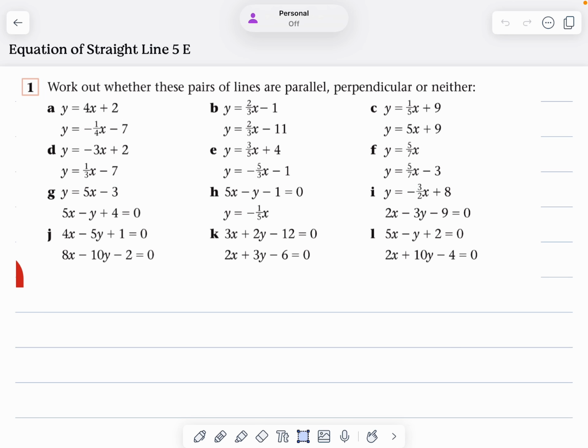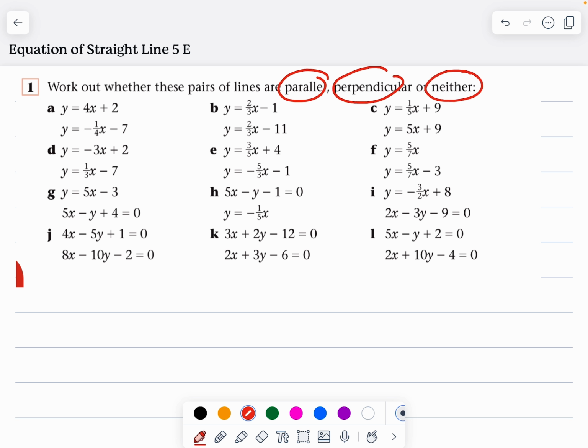Welcome. This is another video based upon equation of a straight line, but here we are going to deal with parallel lines, perpendicular lines, and neither. When are the lines parallel? If the gradients are equal. Remember, we'll try to find the gradients, and if they are equal, then they are parallel. Or if the product of the gradients is -1, then it is perpendicular.